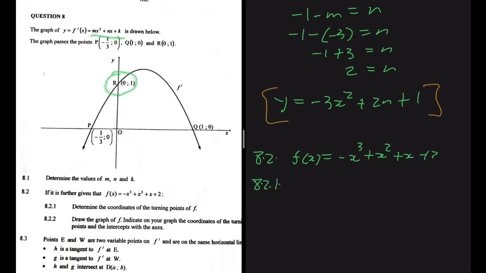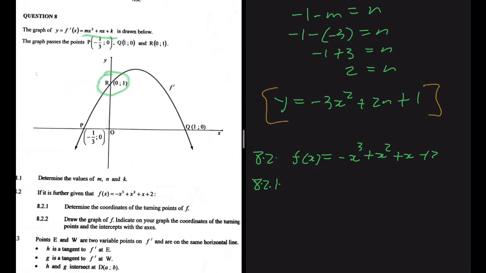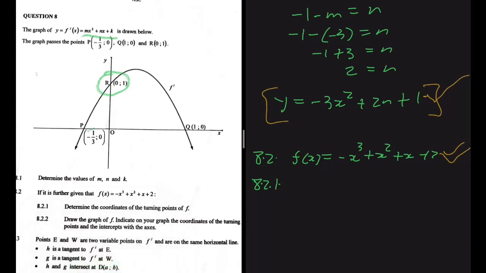8.2.1 says let's determine the coordinates of the turning points of f, right? And then let's look at the marker location. The marker location is 3, right? So here, when we derivate this equation, right, we're going to get y. When we derivate f of x, we're going to get this equation y, right? And then we're gonna equate this equation to 0. When we equate this equation to 0 and we solve for x, we're going to get x is equals to minus 1 divided by 3 and x is equals to 1.